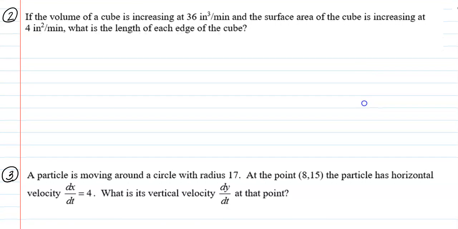Number 2, if the volume of a cube is increasing at 36 inches cubed per minute and the surface area of the cube is increasing at 4 inches squared per minute, what is the length of each edge of the cube? So we still have the exact same volume equation that we just had, but we also have to consider what the surface area of that cube would be. And because all the edges are the same, all the faces are going to have the exact same area. So there are 6 faces, and all of the areas are equal to x squared.